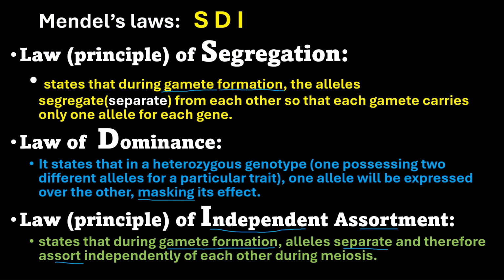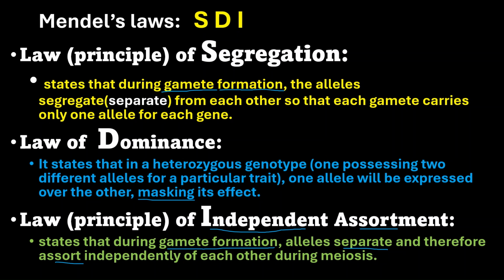What about the law of dominance? It states that in a heterozygous genotype, one possessing two different alleles for a particular trait, one allele will be expressed over the other, masking or blocking its effect, meaning the dominant allele will be expressed over the recessive allele, and it will do so by masking or blocking the expression of the recessive.